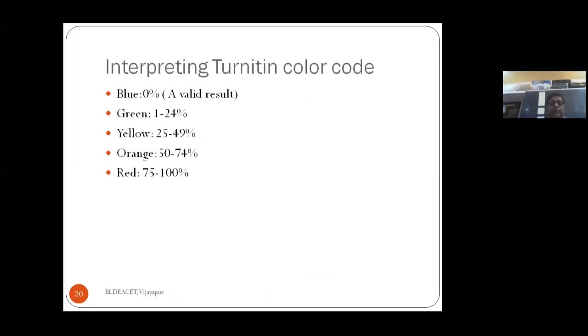So interpreting the Turnitin color code, we usually understand it because we are following it in our school. In Turnitin, if it appears blue, that is 0%, a valid result.